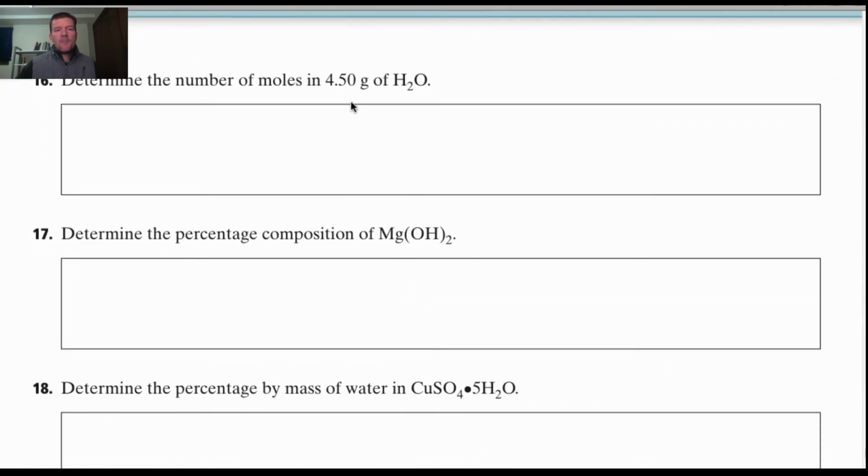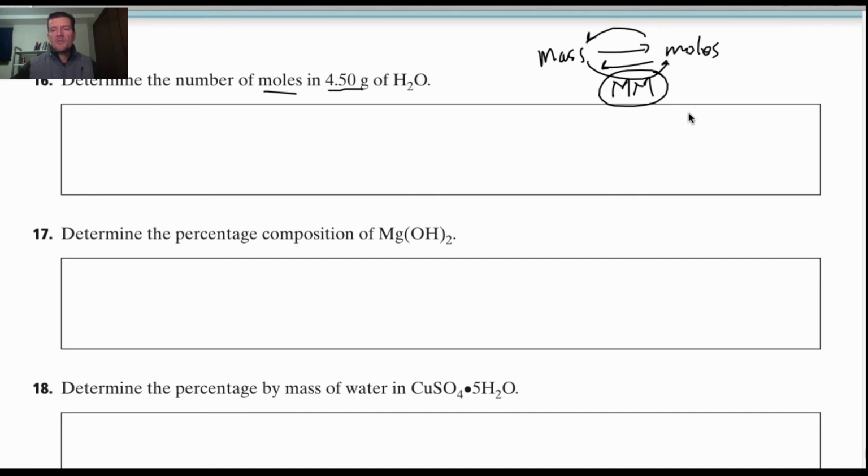Okay, now, here we are going to convert from mass to moles. Or we could go back the other way, moles to mass. And in order to do that, we need the molar mass to do all that. Okay? So it says determine the number of moles in 4.50 grams of water. So what you do first is we got to find this molar mass. That's our bridge between mass and moles to go either direction.